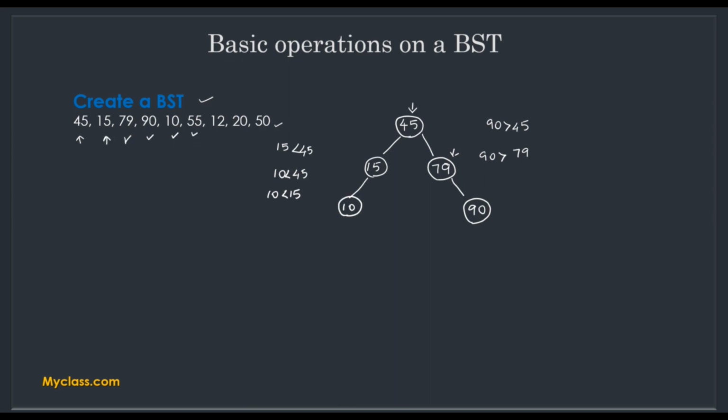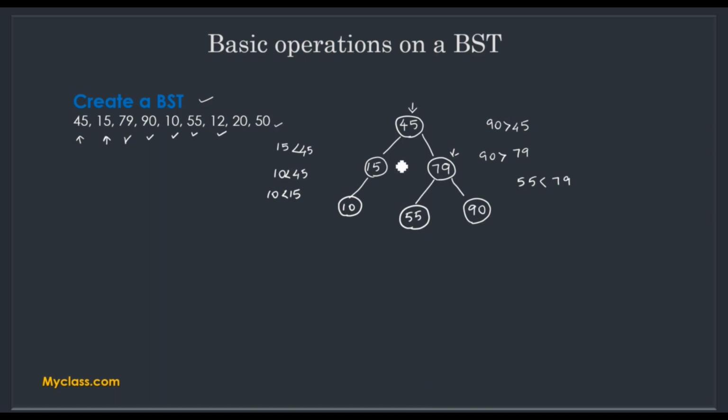Next element is 55. Starting from the root node, 55 is greater than 45, so we have reached here. Then 79. 55 is less than 79, so we travel to the left subtree, but the left child of 79 is null. So we can insert 55 as the left child of 79.